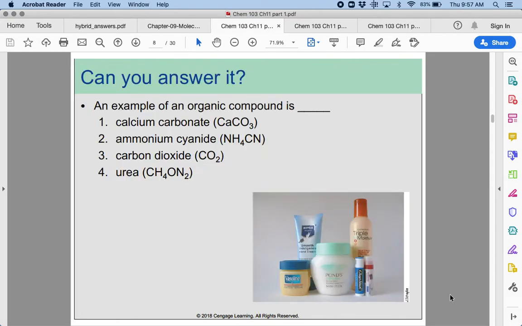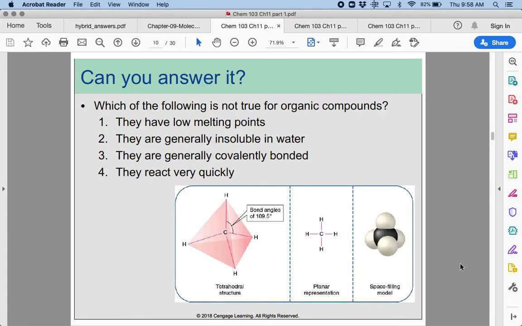So real quick, I'll give you a moment to give this one a try, so pause it and answer the following question. Hopefully you got urea. Remember, carbon dioxide is one of our exceptions to the organic carbon-containing compounds. Go ahead, pause the video, and answer this question. Again, this question is which one of these is not true? Organic compounds tend to react very slowly, so this is the correct answer down here.